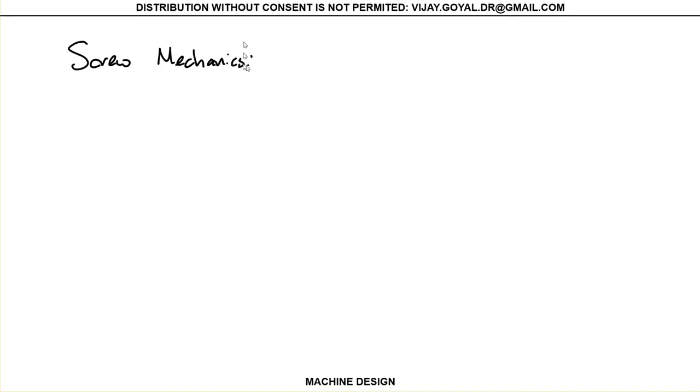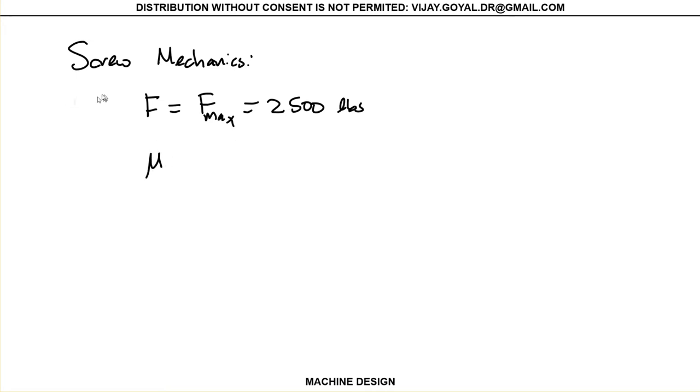Okay, for screw mechanics, note that I am not applying a factor of safety here. I don't need to apply one. This is equal to F max, which gives me 2,500 pounds.